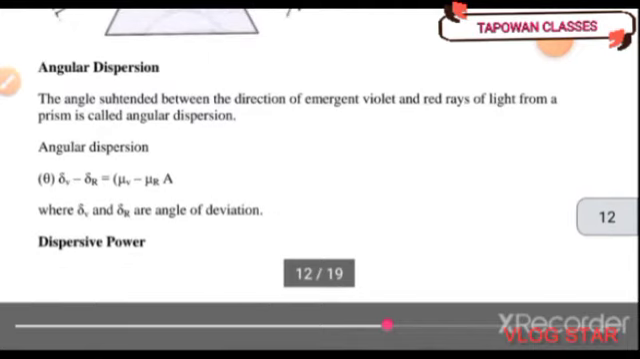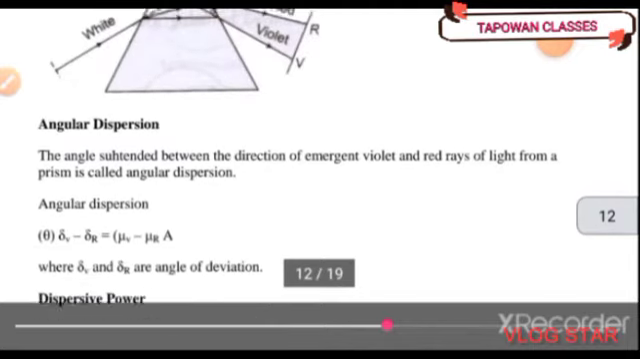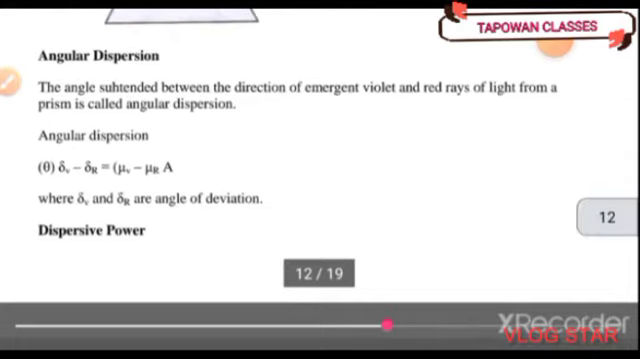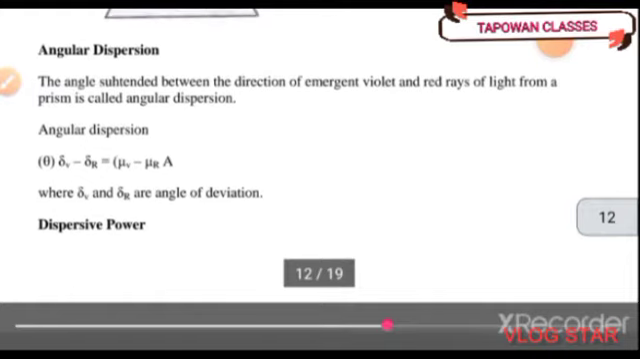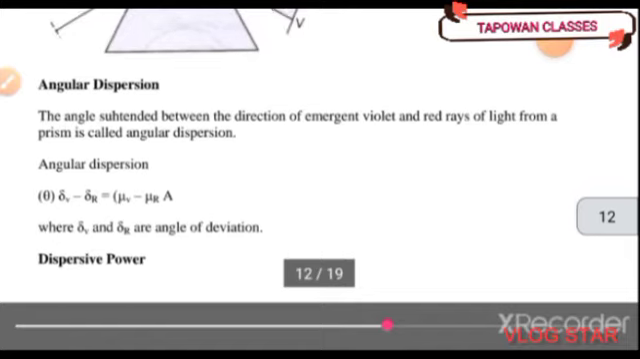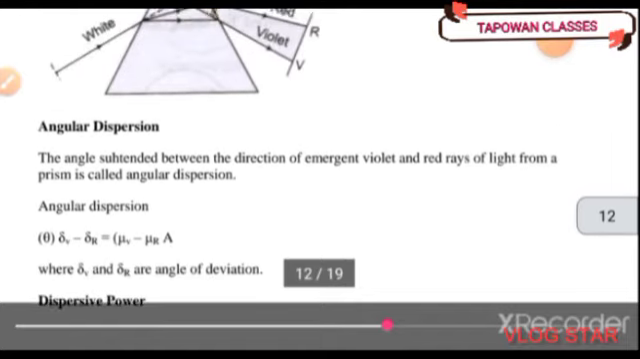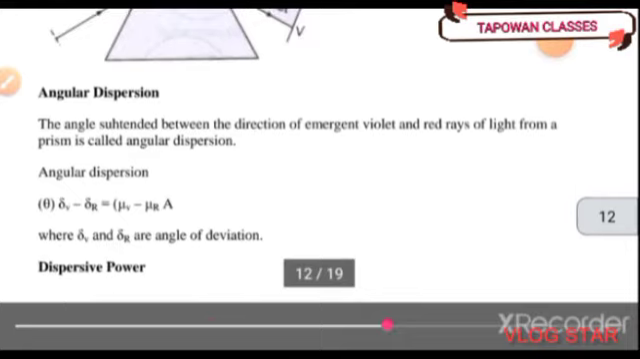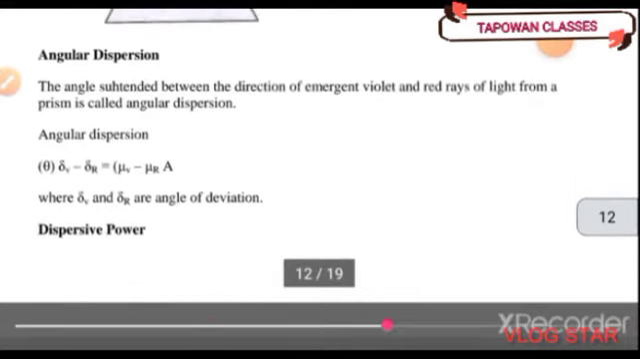Now, angular dispersion: whenever dispersion happens, that becomes angular dispersion. The angle subtended between the direction of the emergent violet and red rays of light from a prism is called angular dispersion. So how can we find the angular dispersion? θ = δv − δr = (μv − μr)A, where δ is the angle of deviation.